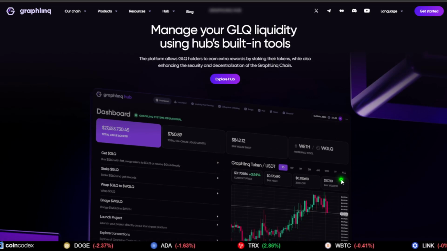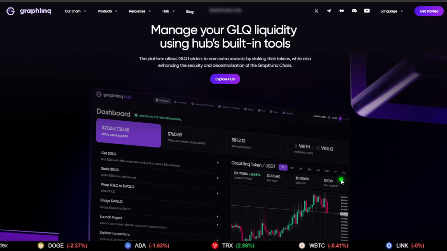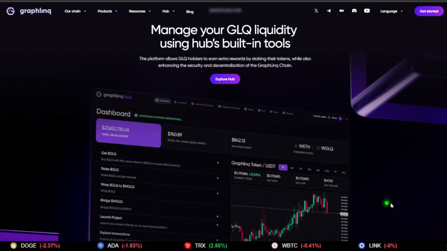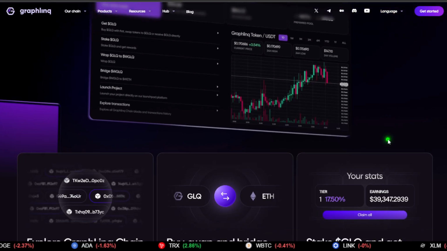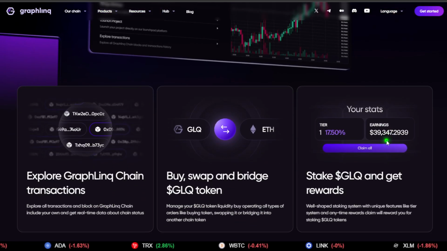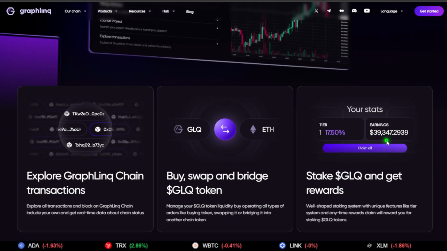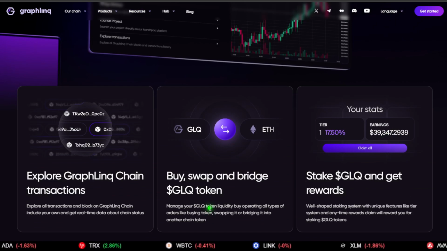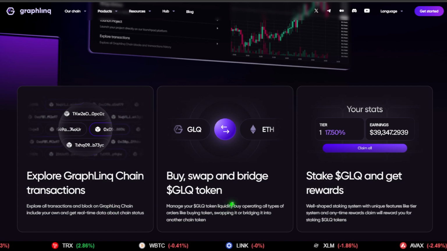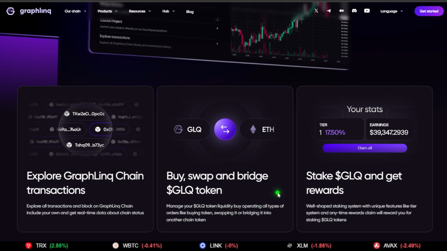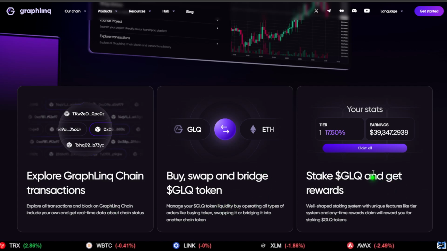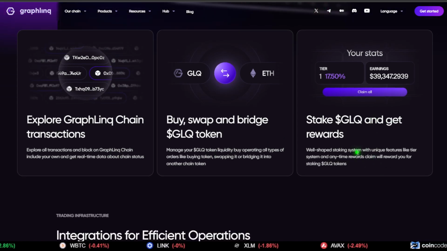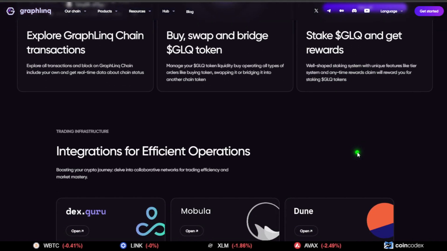Interesting. It starts to look like a professional looking launchpad for an AI agent, right? This is what we're getting into, right? So it does look a little bit elevated compared to the experiences that we've had so far from AI agents. Explore Graphlinq chain transactions, buy, swap, and bridge GLQ, okay, and stake GLQ to get rewards. A little bit more repetition. Too much repetition here on this website, guys.